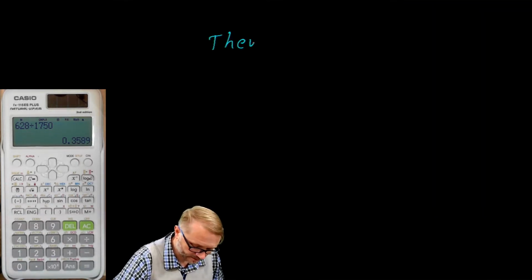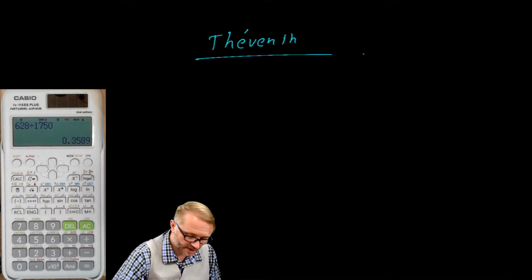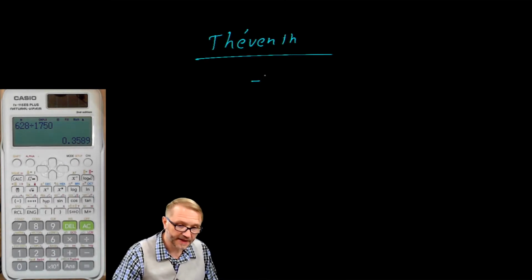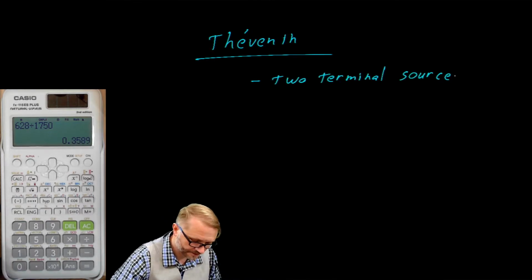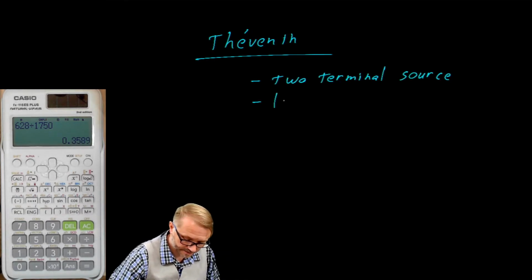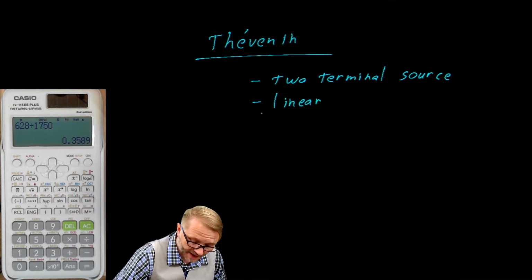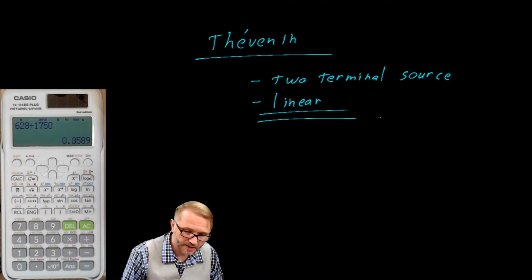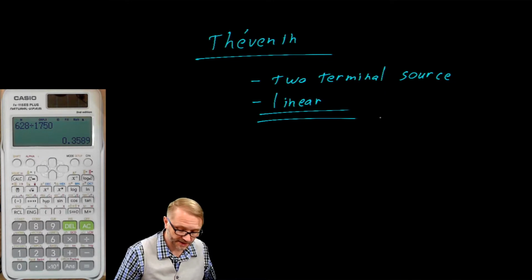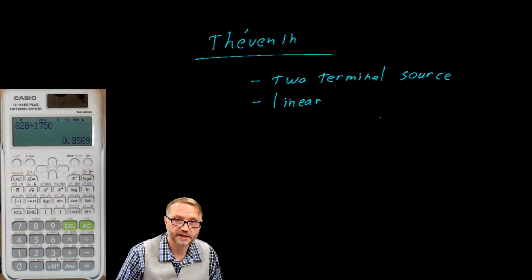Let's move on to Thevenin and Norton. Thevenin's theorem tells us that any two-terminal source that's linear, and so far everything you've looked at has been linear. Our circuits have consisted of resistors, capacitors, and inductors. Perhaps later we can get into things that are not linear, such as power semiconductors.